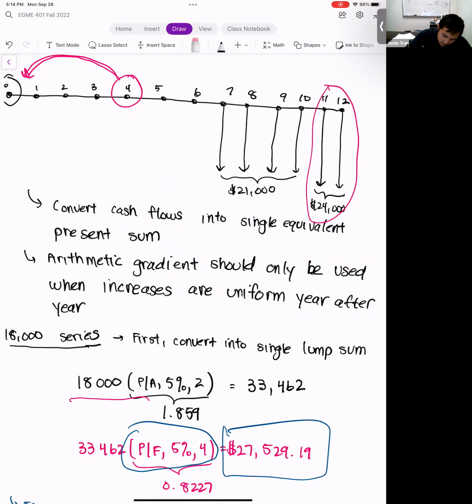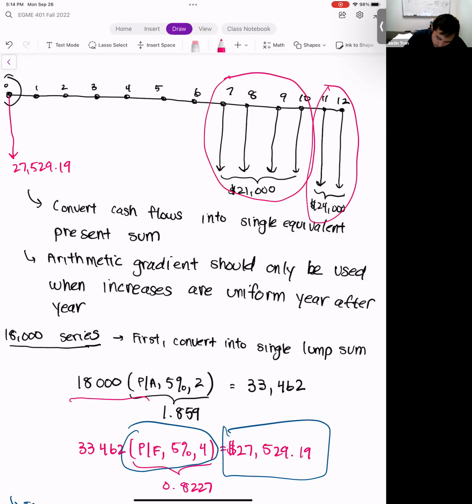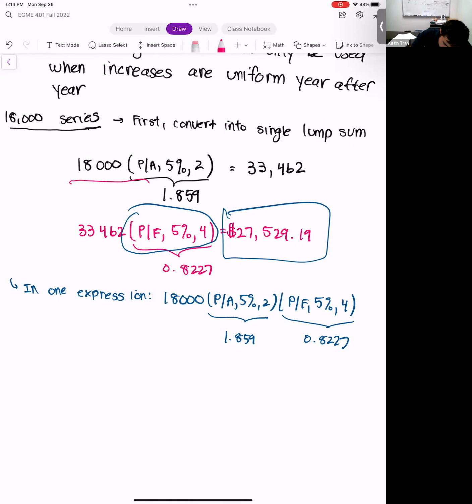Okay, so let me go ahead and erase this because we've already converted it. Okay. I'm telling you guys, use the cash flow diagram. It's useful, especially for the next problem that we're going to do, where it's really hard to keep track of it without the cash flow diagram. Okay. So next we have this $21,000 series. Okay. And so just like we did with the $18,000 series, we're going to convert this into a single lump sum.